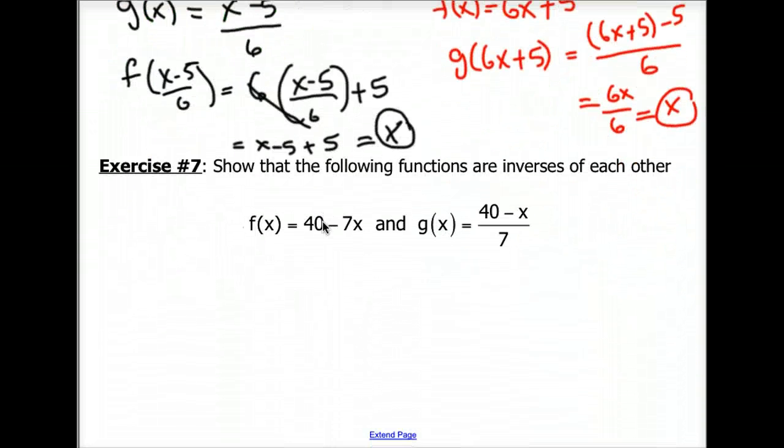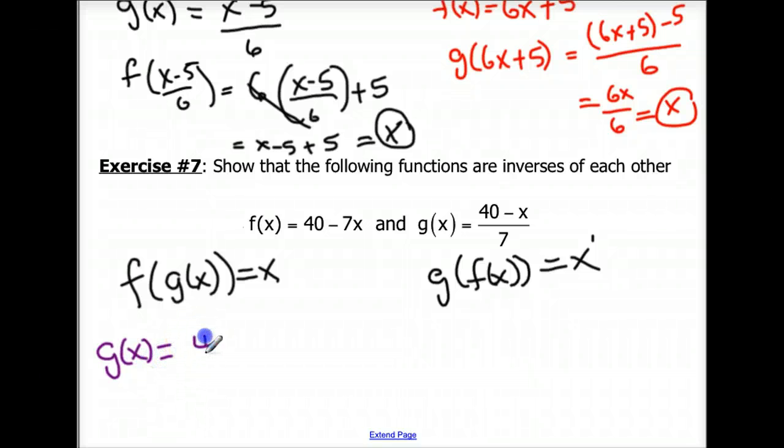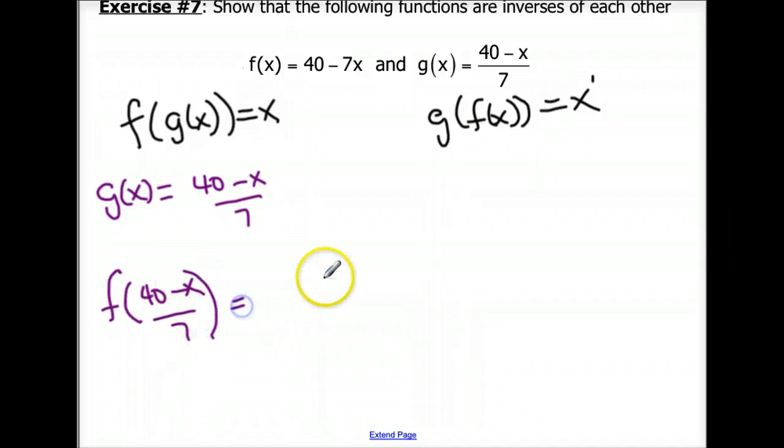Moving on to example 7, I want to show the same exact thing, that these are inverses of each other. So I have to start with f of g of x. I want to show that it's equal to x, and I want to show that g of f of x is equal to x. So what is g of x? Work from the inside out. G of x is equal to 40 minus x over 7. So now I want to find f of 40 minus x over 7. You can do this. So I'm going to use my f function right here.